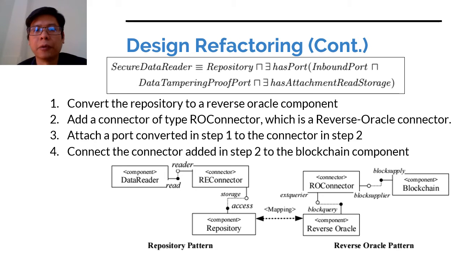And this is another example of a rule. This rule converts the repository pattern into the reverse oracle pattern that reads the data from the blockchain. So you can see that it converts the repository component into the reverse oracle component. Instead of storing the data into itself, it will store the data or read the data from the blockchain, and then add a connector, attach a port, and connect the connector to the blockchain component. So in summary, the step to refactor mostly would map the role of the connector, add the component, or connect the design elements together.